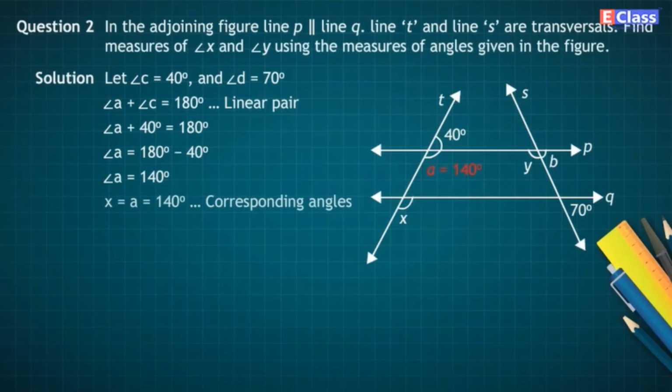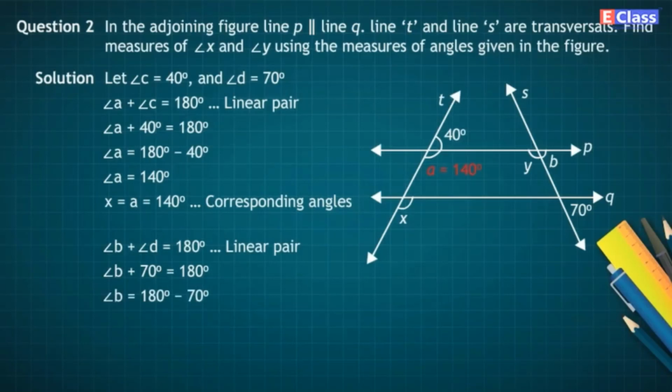Angle B plus angle D is equal to 180 degrees as they form a linear pair. Angle B plus 70 degrees is equal to 180 degrees. Angle B is equal to 180 degrees minus 70 degrees. Angle B is equal to 110 degrees. Y is equal to B, which is equal to 110 degrees, as they are corresponding angles.